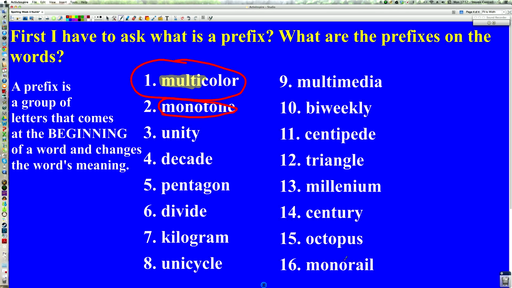So all of these words have prefixes that tell us a number or a number that it's not. For instance, multicolor doesn't tell us that it's 2, 3, or 5. It simply tells us it's not 1. And mono tells us that it's only one. It can't be anything else. It's one tone. It's one rail in the case of monorail. And all of these words have a prefix that tells us a number like that.